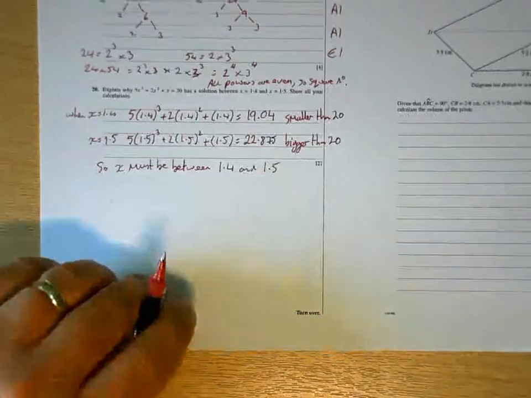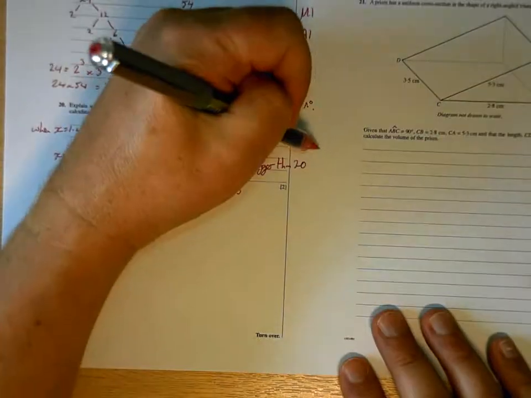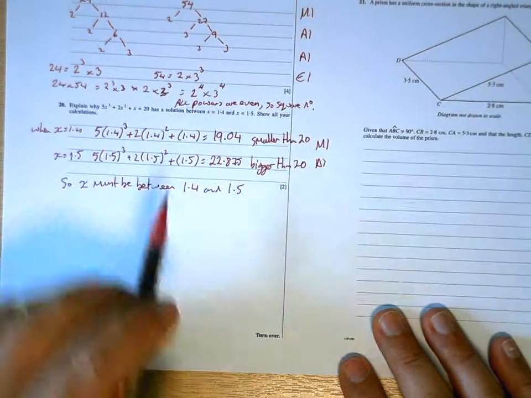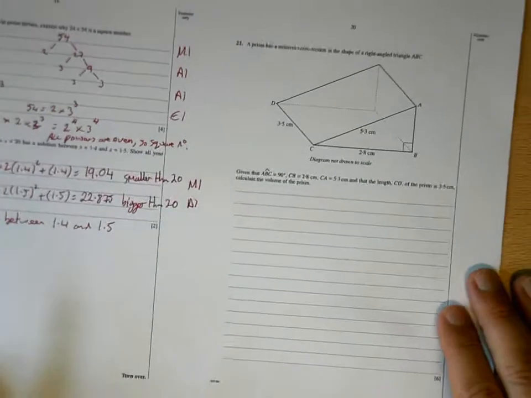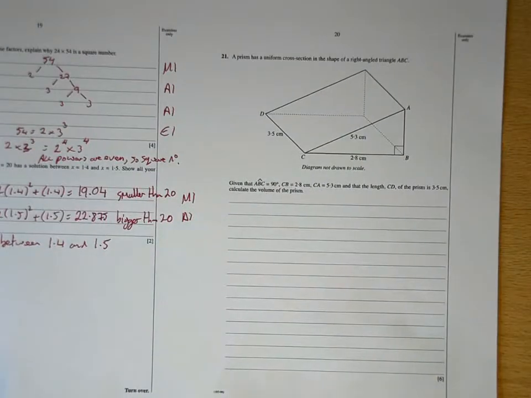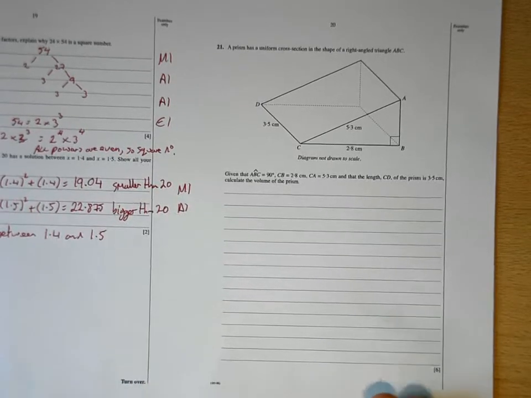So that's the method, that's the explanation. There's 2 marks there, and it would be for showing that one of the answers is below, one of the answers is above. So then we're on to the final question on the paper. It's worth 6 marks. It's a nasty looking question, but let's see if we can break it up.